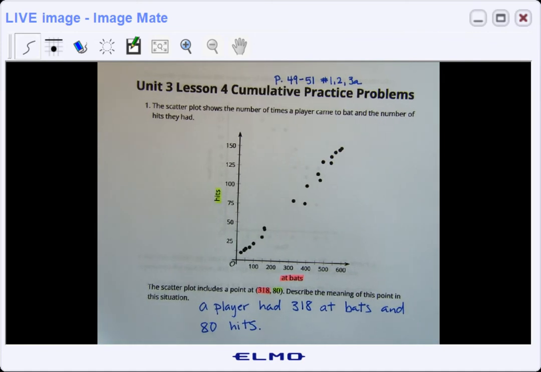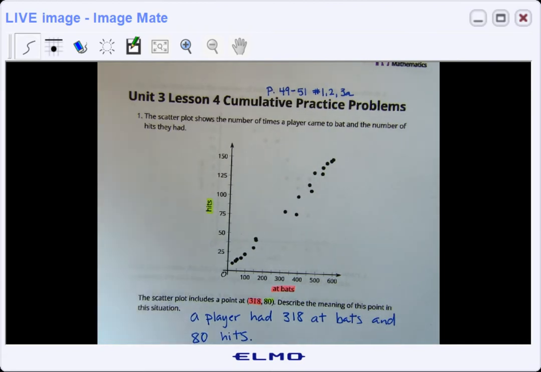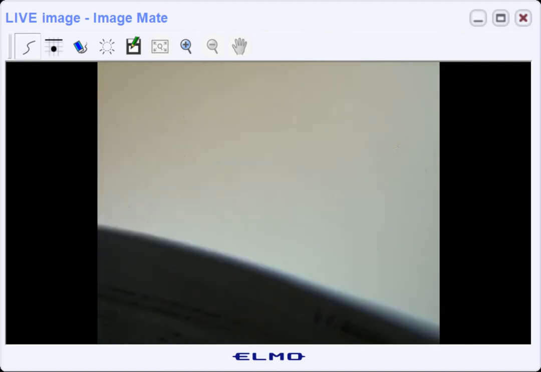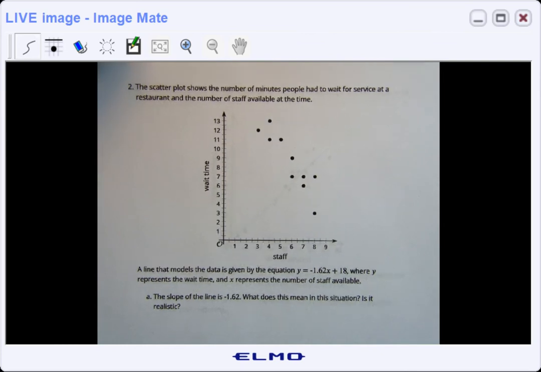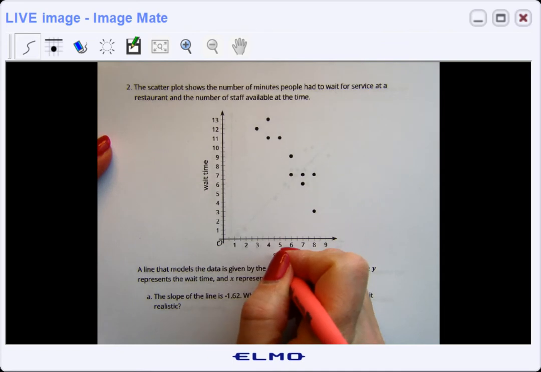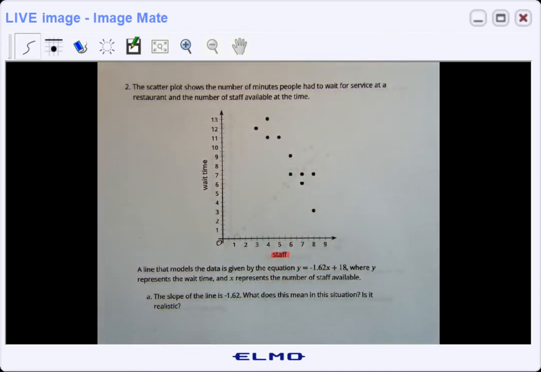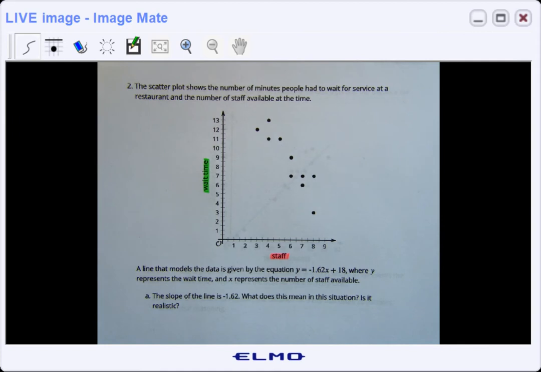All right. On number 2, we're looking at another scatter plot. This scatter plot shows the number of minutes people had to wait for service at a restaurant and the number of staff available at the time. So you can see that as the number of staff increases, the wait time decreases, since you can see this general downward trend, okay?